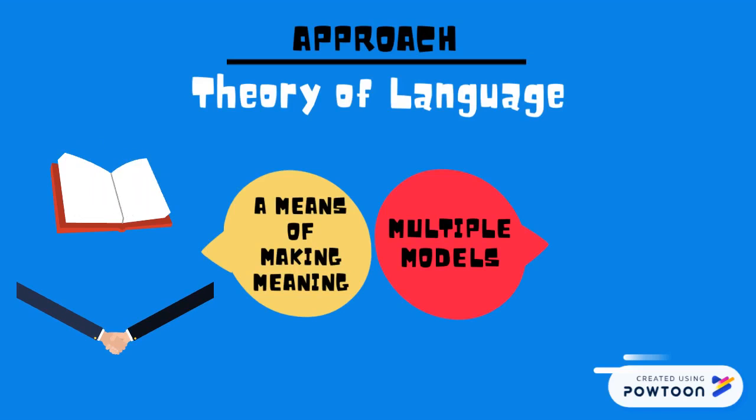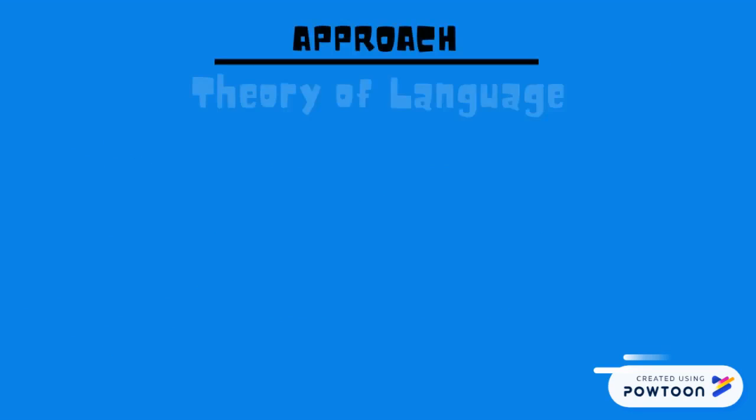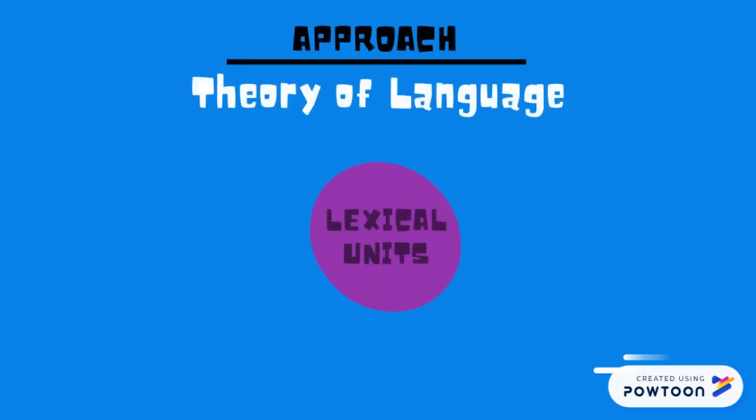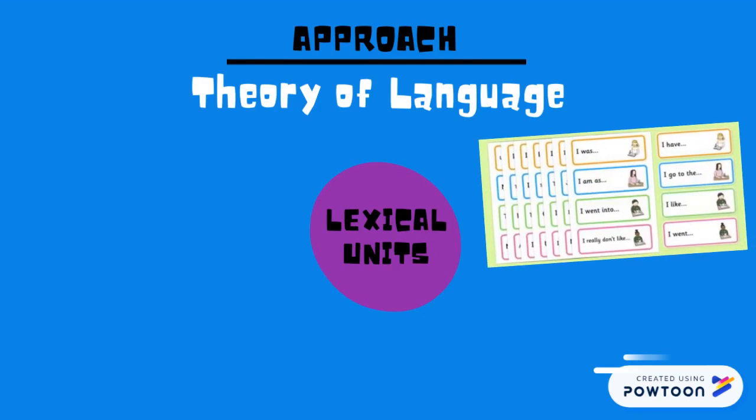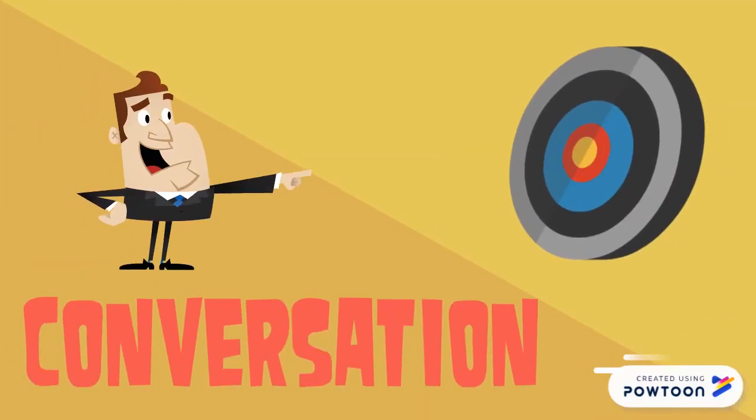Task-based instruction is linked to the structural, functional, and interactional models of language. In this theory of language, lexical units are central in language use and language learning. Vocabulary includes the consideration of lexical phrases, sentence stems, prefabricated routines, collocations, and not only words as units. Conversation is the central focus of language and the keystone of language acquisition.